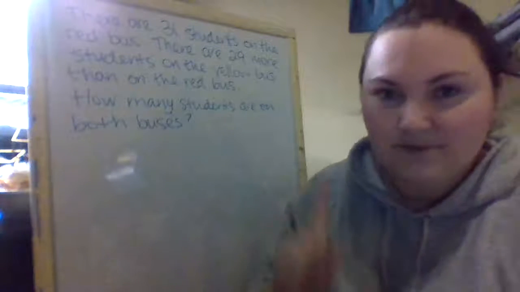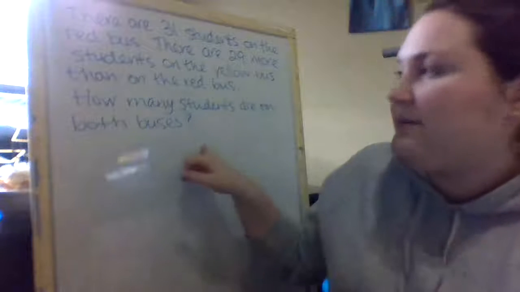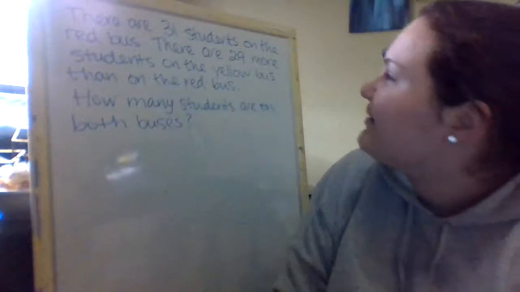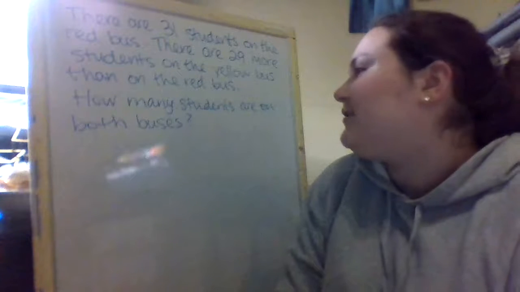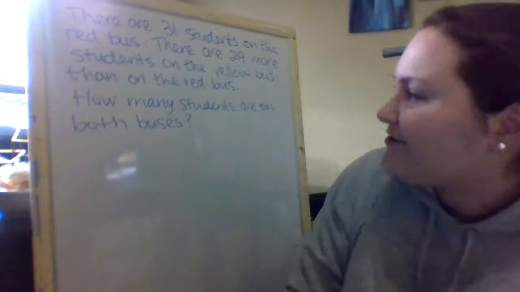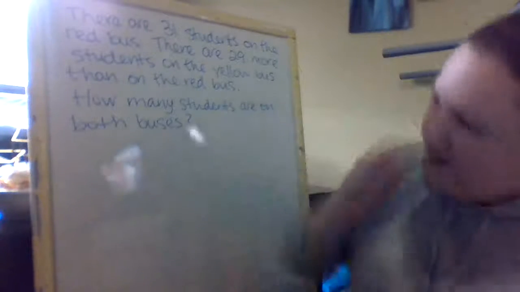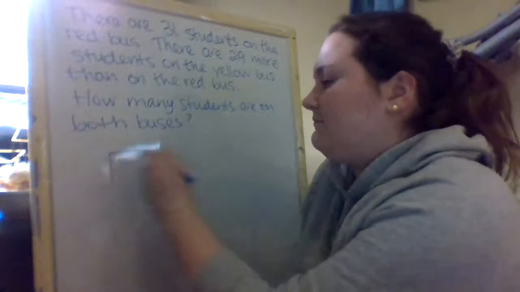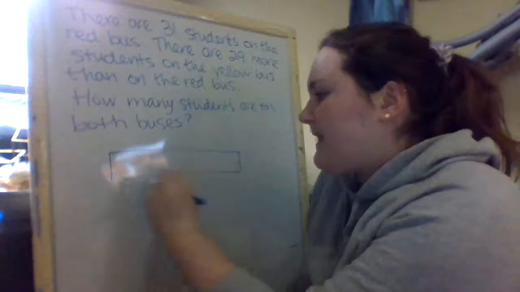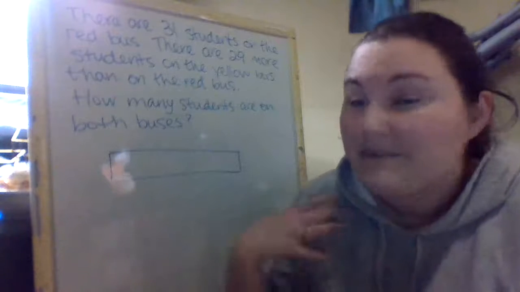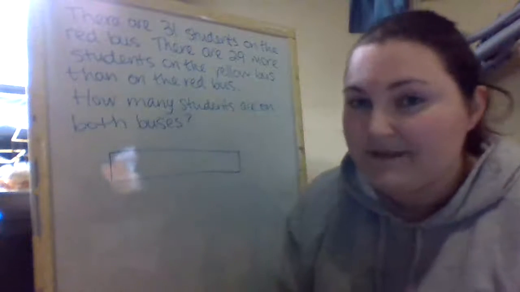So to help us with what a tape diagram is, I'm looking at number 3, which says there are 31 students on the red bus. There are 29 more students on the yellow bus than on the red bus. And the question is, how many students are on both buses? Now, what a tape diagram looks like is just a big rectangle, pretty much. What the whole rectangle represents is your total. Sometimes the problems give you the total, sometimes they don't.